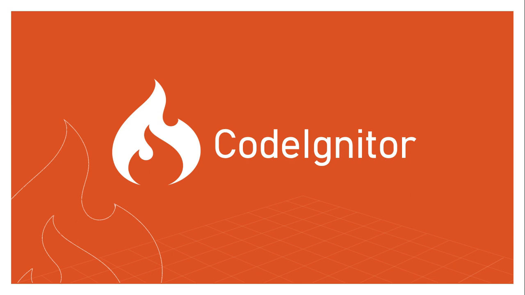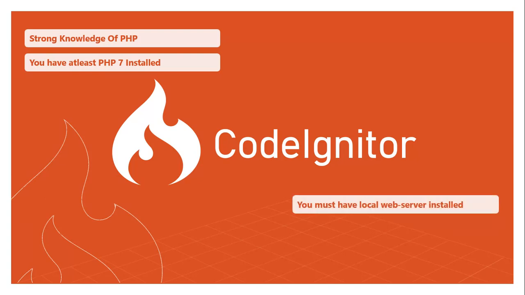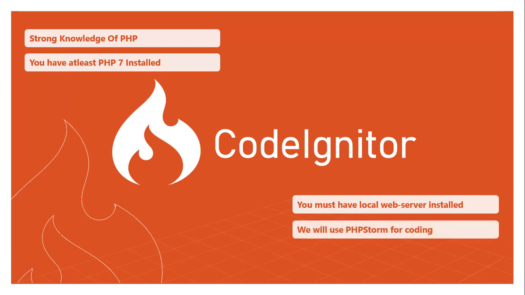Basically guys, CodeIgniter is a PHP framework, so you must have a strong knowledge of PHP, at least PHP 7 installed. A local web server should be installed on your PC, like XAMPP or WAMP. For coding, I will use PHPStorm. You can use VS Code or Visual Studio, it's up to you. And for checking the APIs, we will use Postman.